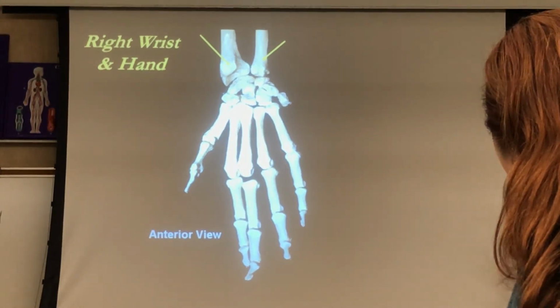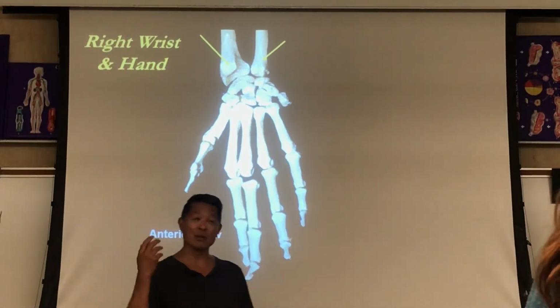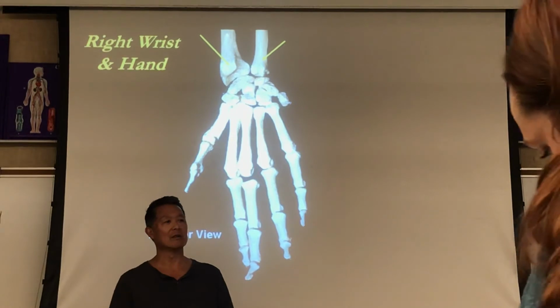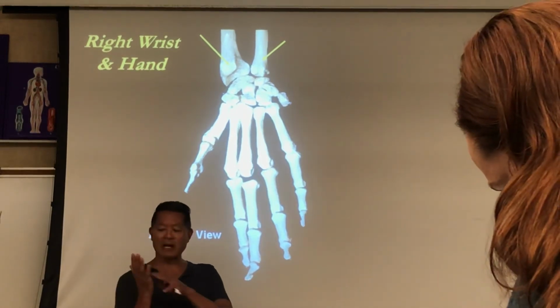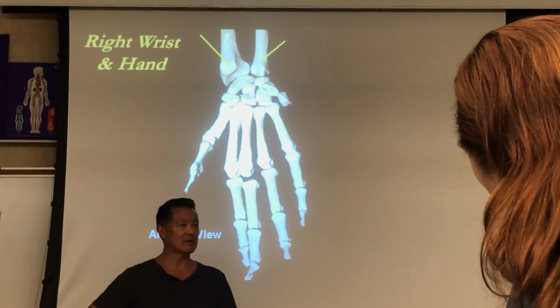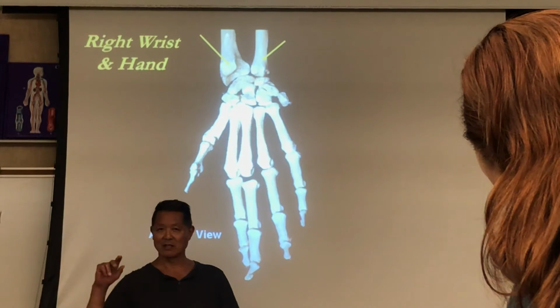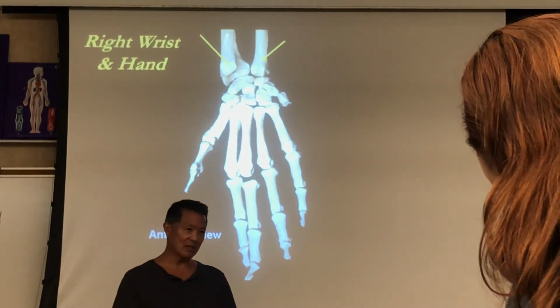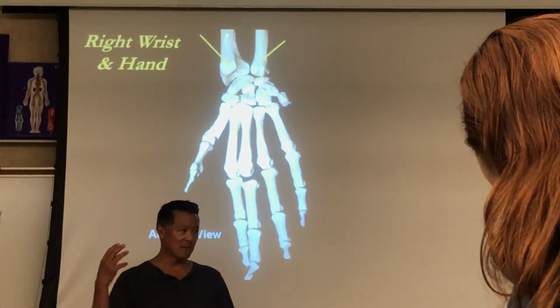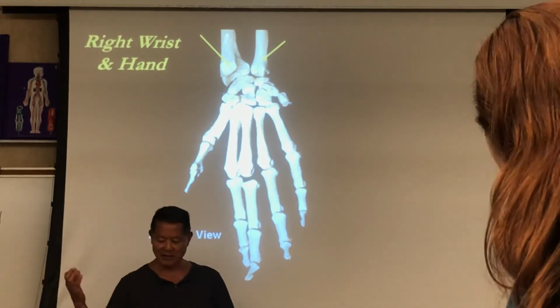Okay, just so that you know how the body works. Carpal bones are in the wrist. Metacarpal bones are in your palm. And phalanges are out in the digits. Carpal bones are in the wrist. Metacarpal bones are in the palm. Phalanges are in the digits.